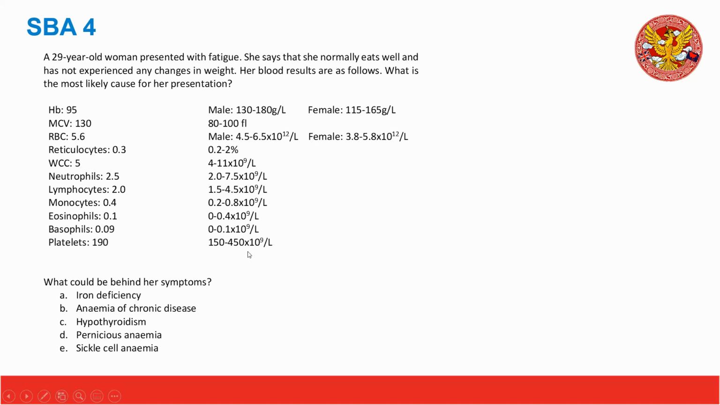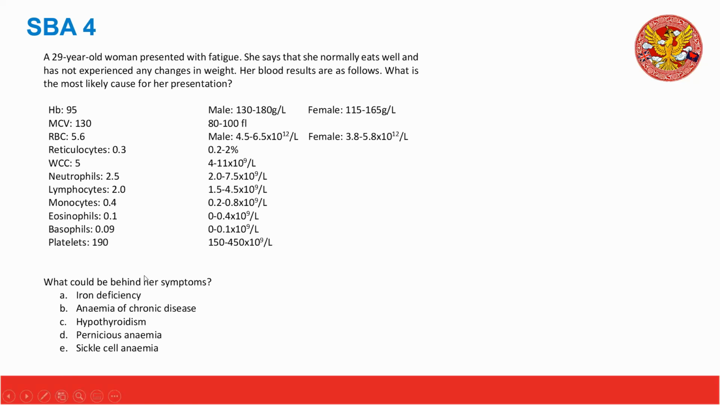What am I concerned about? What are the causes of macrocytic anemia? Think about your megaloblastic and non-megaloblastic. So megaloblastic, B12 deficiency, folate deficiency, non-megaloblastic, alcohol, liver disease, pregnancy. Yeah. What could be behind the deficiency?